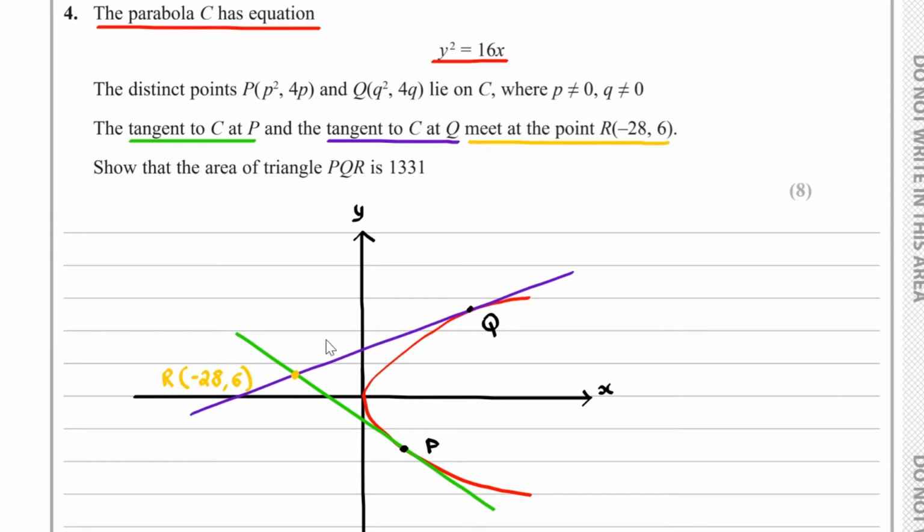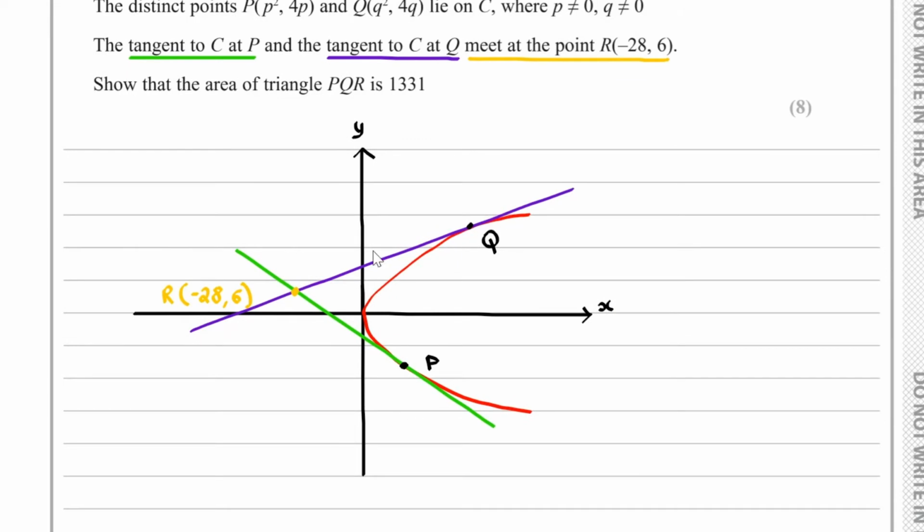And the reason the tangents are in these quadrants, I've just based it upon what R is. So that's the reason we have this shape. And it doesn't matter if P is over here or Q is over here. That doesn't make a difference.